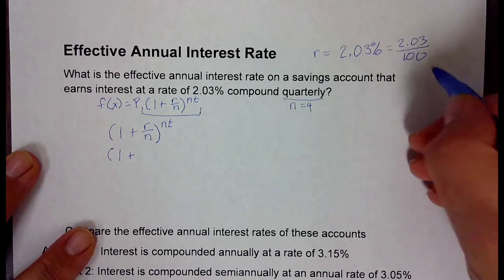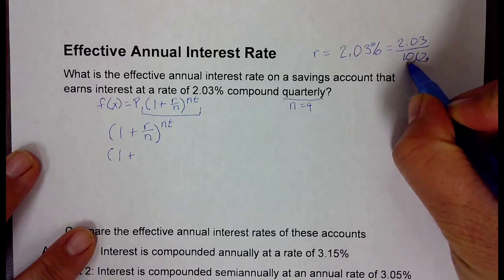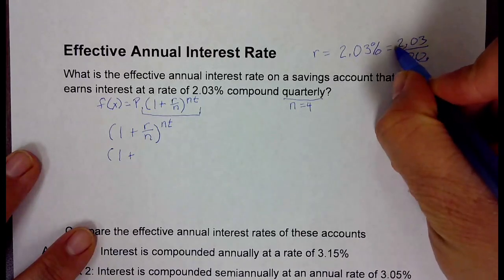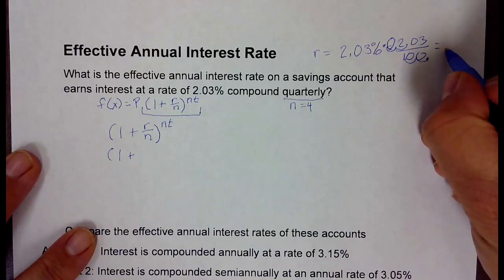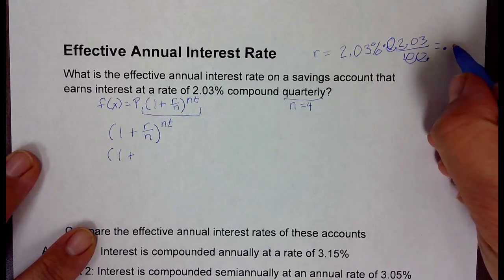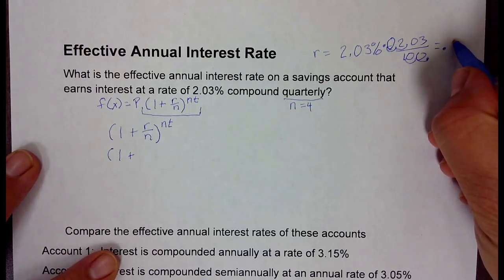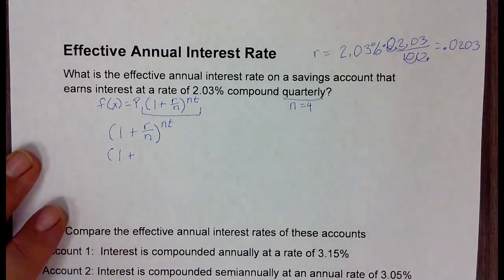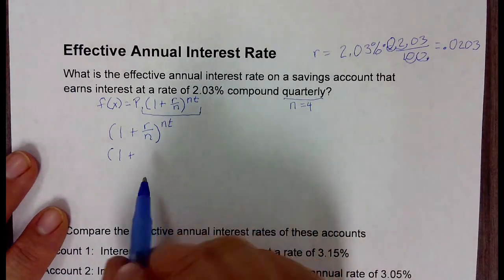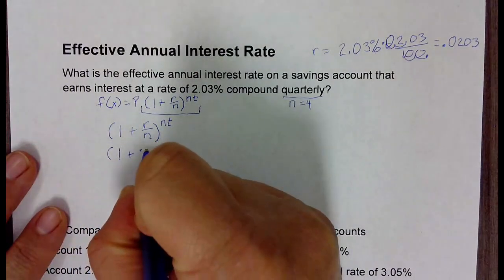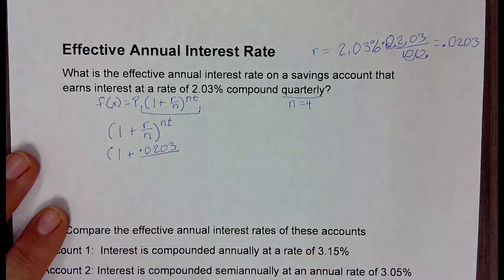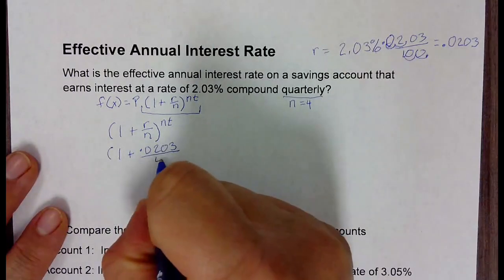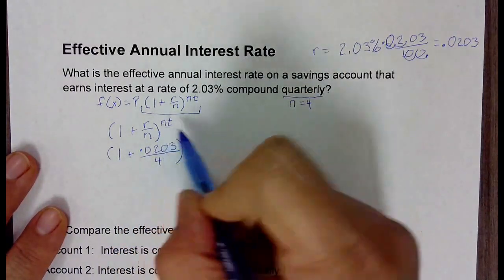To convert that percent to a decimal, I'm going to move my decimal place over 2 spaces to the left. 1, 2. My new decimal is here, and I need a 0 to save my place. So 2.03% as a decimal is 0.0203. All right, so I'm going to put that decimal in when I'm calculating for the rate. 0.0203 divided by the number of compounding periods, which is quarterly, so that's 4, to the power of n, that's 4, times t.